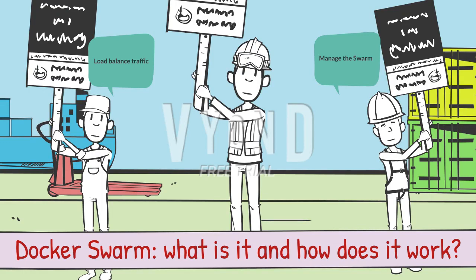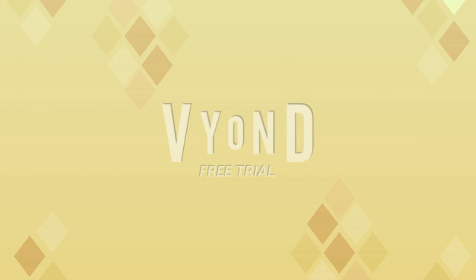5. Load balance traffic. Docker Swarm also includes an internal load balancer which automatically distributes traffic between containers running the same service. Docker Swarm is designed to be highly available and fault-tolerant, with multiple nodes able to take over the responsibilities of the swarm manager in case of a failure. It provides a simple way to manage and orchestrate Docker containers across a cluster of machines, making it easier to deploy and scale containerized applications.